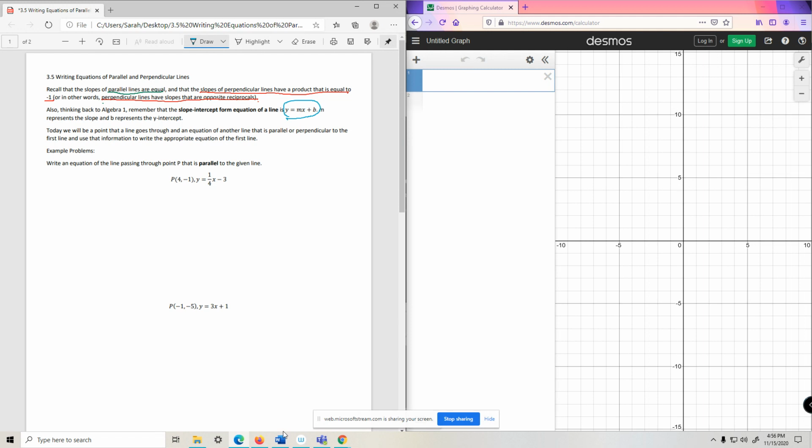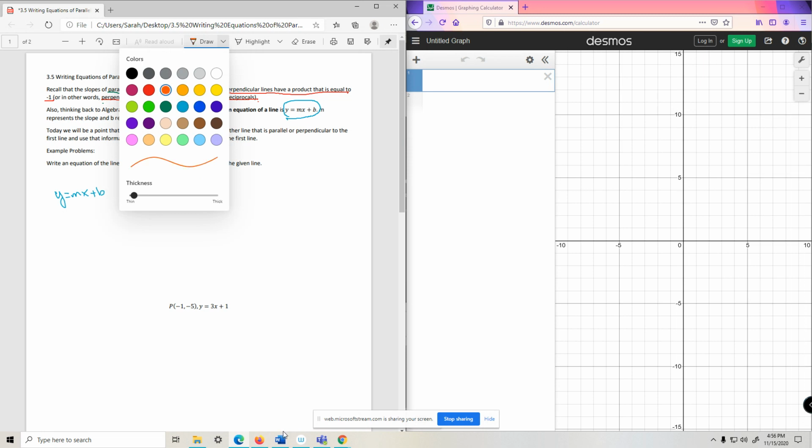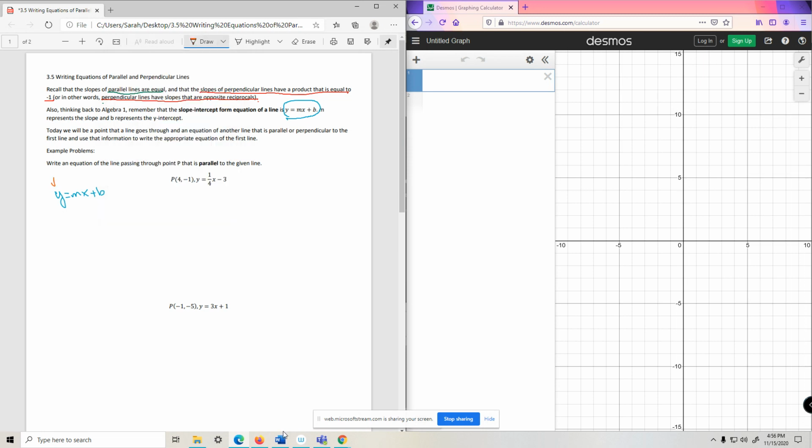They want us to write the equation of a line that passes through point P, so it's going to go through (4, -1), but it's going to be parallel to y equals 1/4 x minus 3. We are going to start by using y equals mx plus b, but maybe in a little different way than you're used to. We are going to sub in the x and y coordinate of our point, so x is 4, y is -1, for x and y.